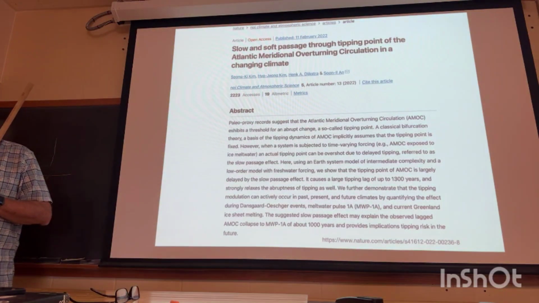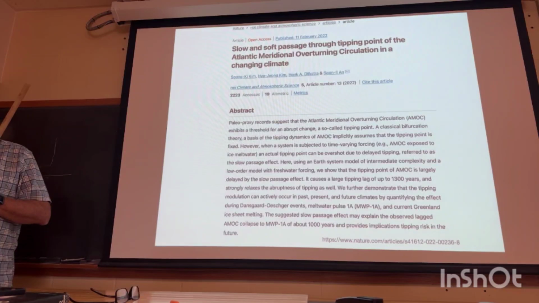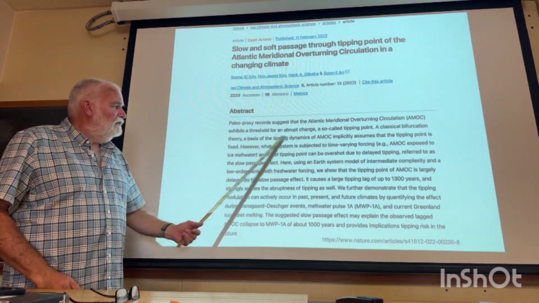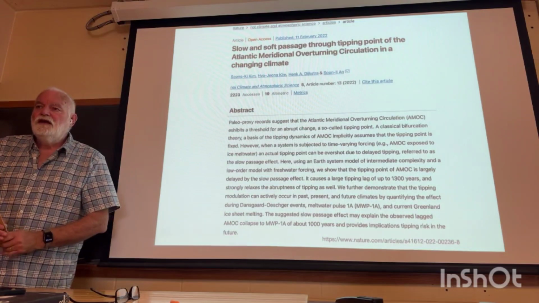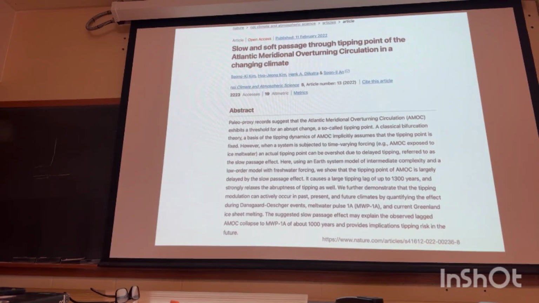So these terms have some similar meanings. Abrupt climate change, different from gradual climate change. It has to have a tipping point. Classical bifurcation theory, based on the tipping point dynamics, implicitly assumes a tipping point is fixed. In other words, every time you do this experiment, it's going to break at the same number of straw bales. That's what that sentence is. Bifurcation theory, the fact that it has a tipping point is always going to be the same point.